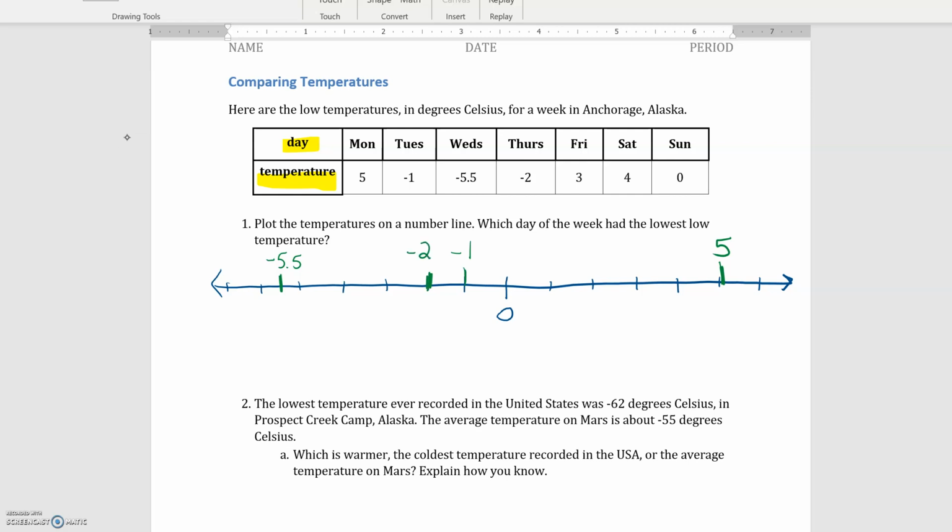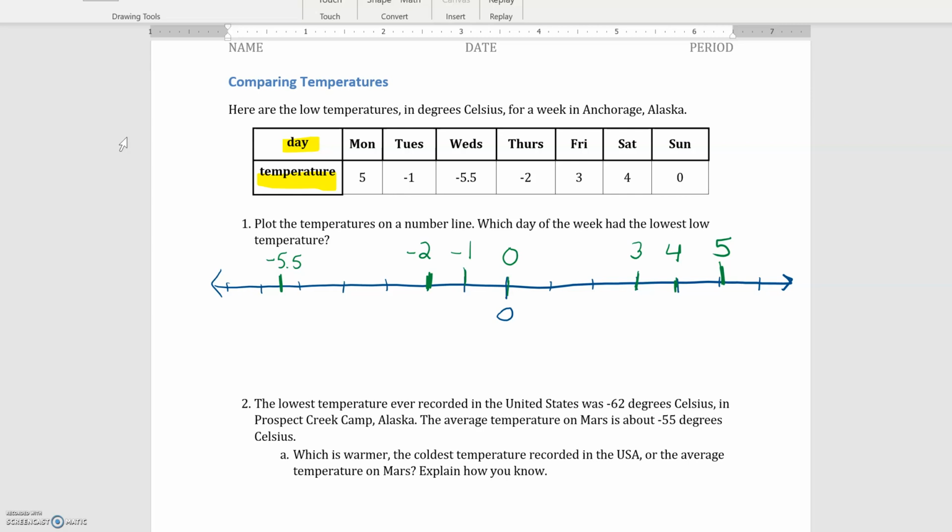I see +3. +4. And 0. Now that we have plotted all 7 temperatures, we can now easily see what's the smallest, and then as we gradually go to the right, it gets larger.